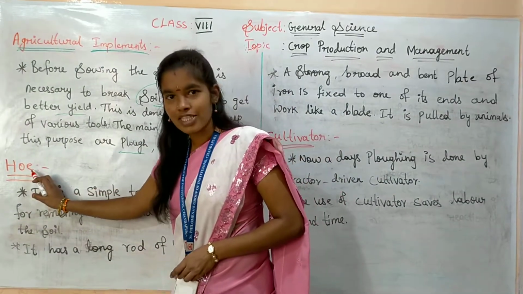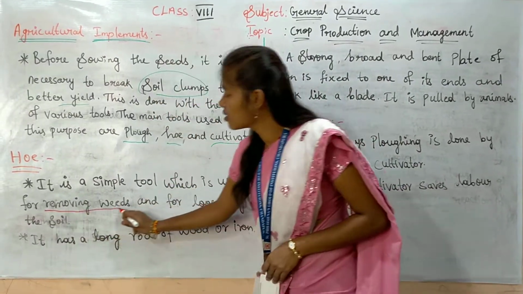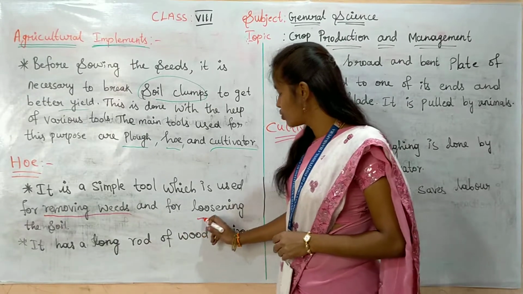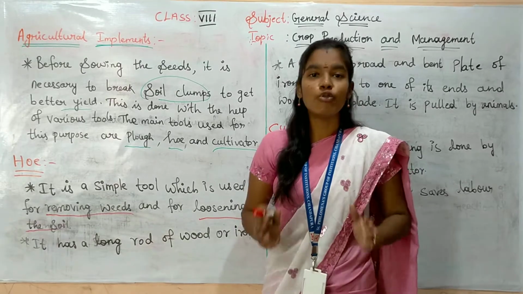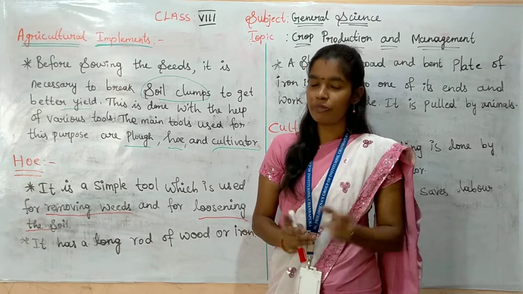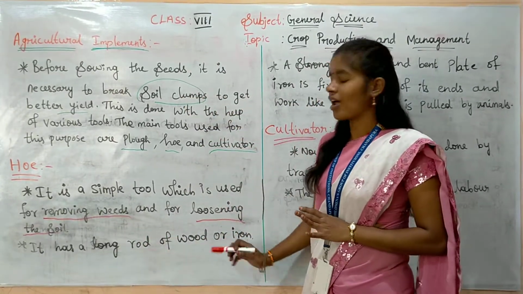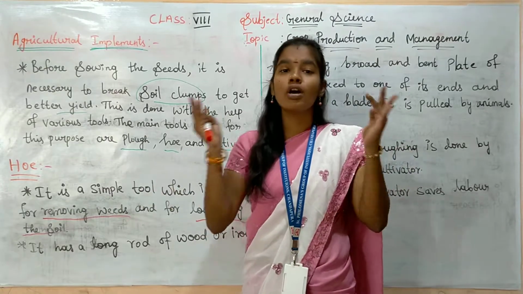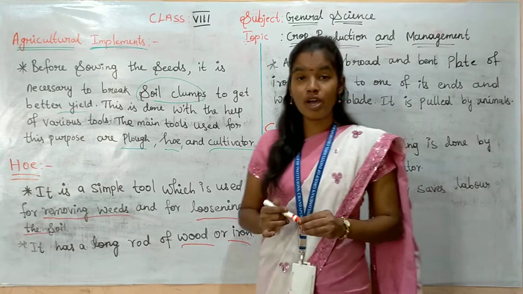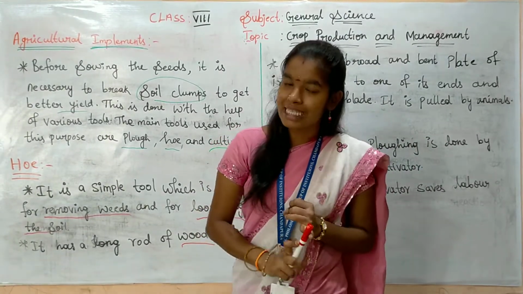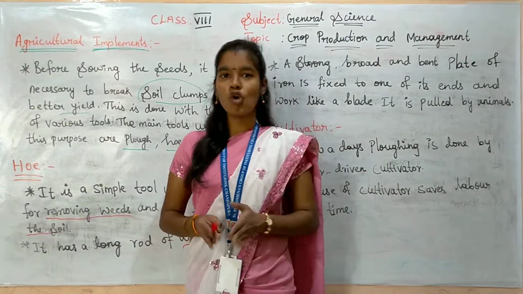Next one is the hoe. It is a simple tool. For what purpose are we using the hoe? For removing weeds and for loosening the soil. And it has a long rod of wood or iron. First point, for what purpose we are using it: removing weeds and loosening the soil. And what it has: a long rod of wood or iron.